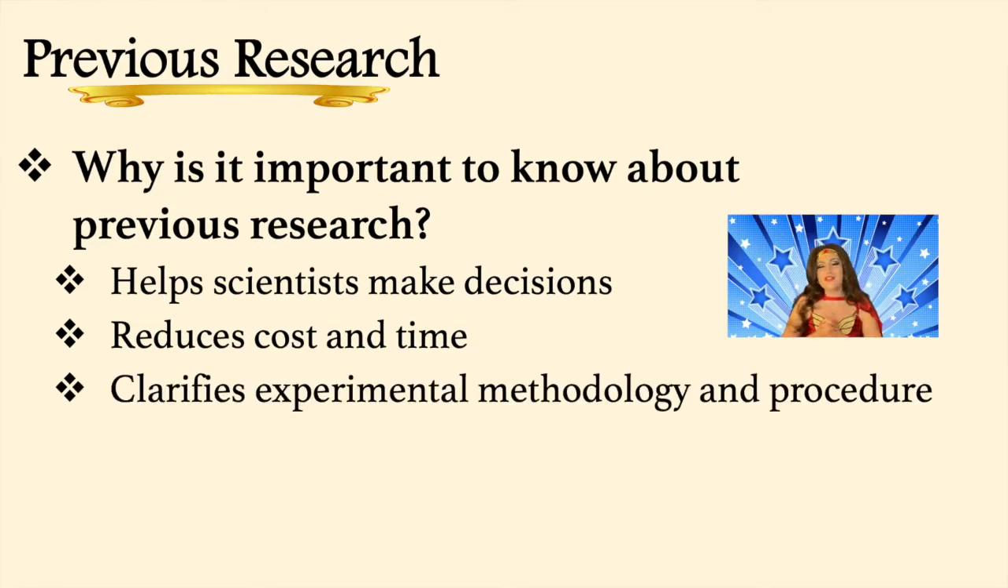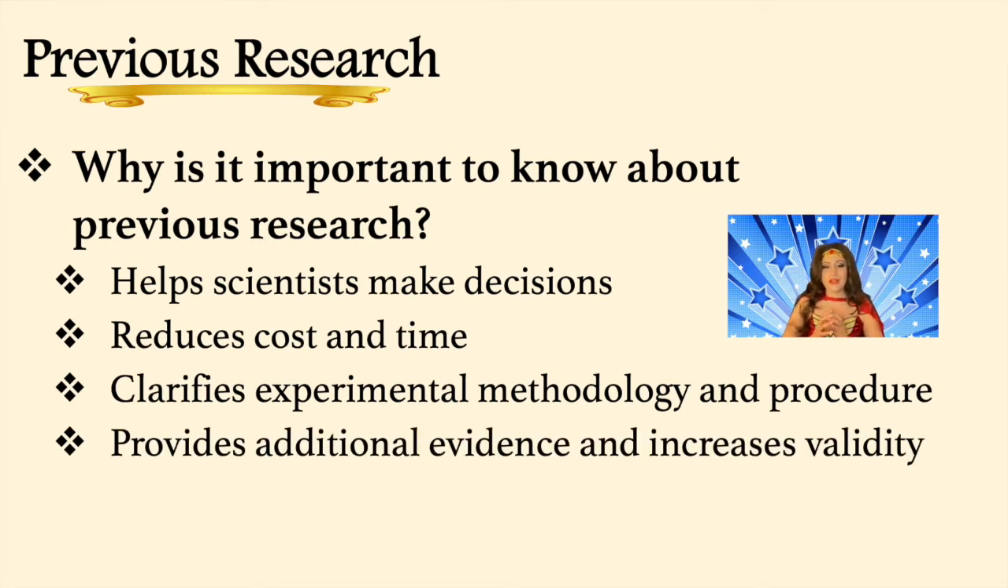Doing previous research also clarifies experimental methodology and procedure. So perhaps you have a research question, you know what you want to study, but thinking about the procedure, everything that you would have to do step by step by step, that can get a little overwhelming. So why not check out what other people had done before? Perhaps there will be something that you can learn from and you can borrow. And perhaps you don't agree with something that happened in that procedure, so you can throw it out. But the fact is that you have access to all of that information when you do a literature review and you look through previous research.